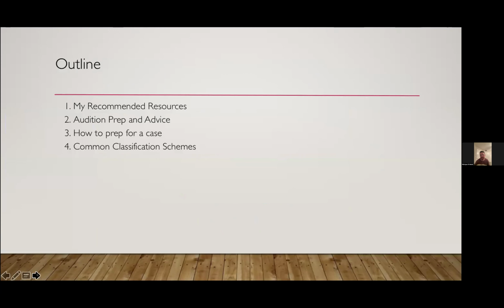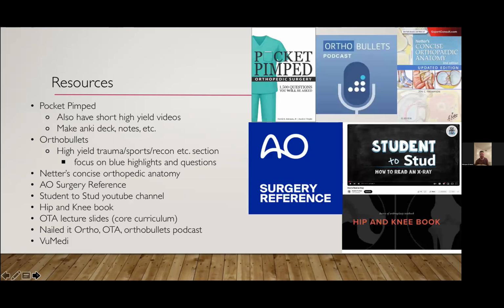So you can go ahead to the next slide. I'm going to go over my recommended resources as well as some audition prep and advice, a step-by-step process on how you can prep for a case, and then some common classification schemes that you will probably run into on the audition trail.